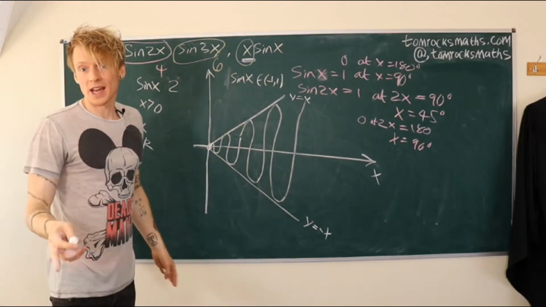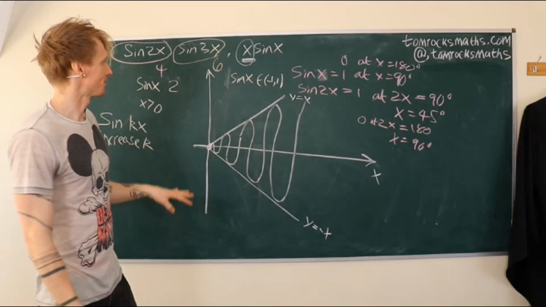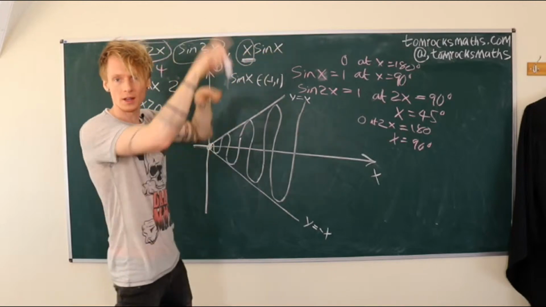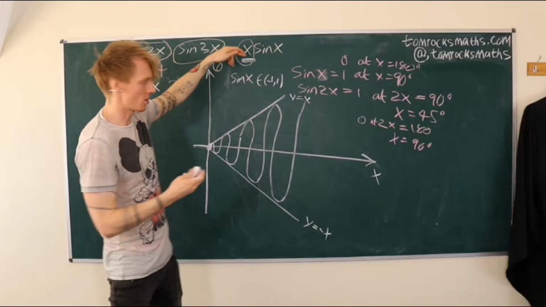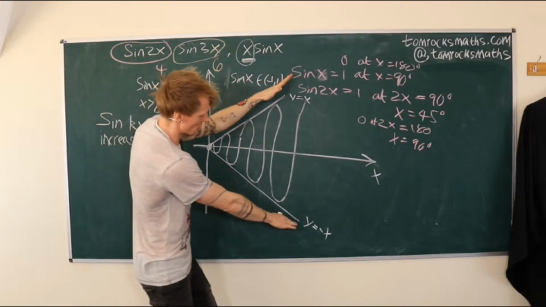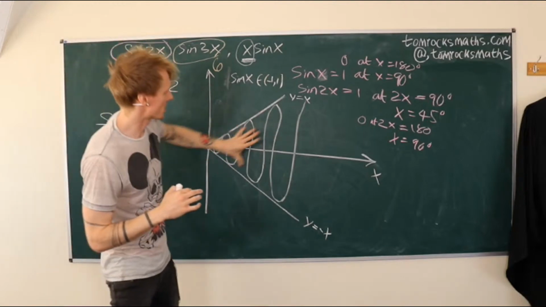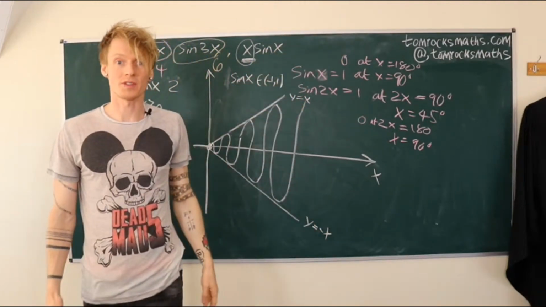So you can plot this yourselves, you can try some points, and it will look like this. But the key thing is this idea that the sine function has to wiggle about, and then it's the x at the front that provides these boundary curves that it can't go beyond. So you end up with something like this, and this will get bigger and bigger as you continue to increase x.